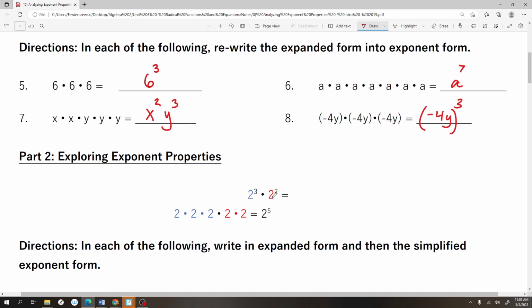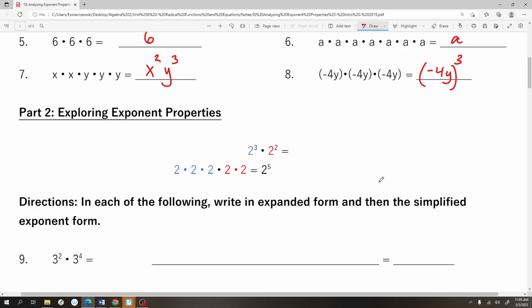Now let's explore some properties. So let's look at this first one. It says 2 to the 3rd times 2 to the 2nd. Notice when I write this in expanded form, how many times do I end up multiplying 2 by itself? 5 times. The rule states that when you have the same base and you are multiplying 2 exponents with the same base, you will add the exponents. So this would be 2 to the 3rd plus 2. 3 plus 2 is 5. That's how we get 2 to the 5th.